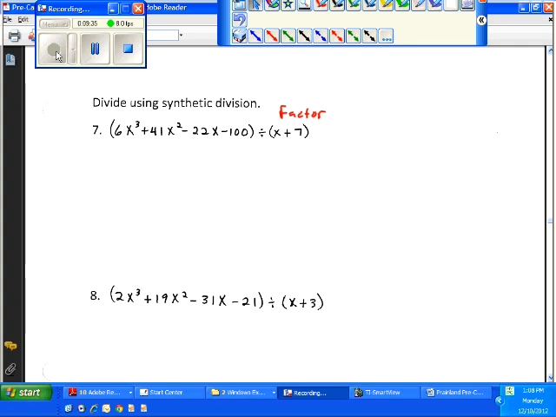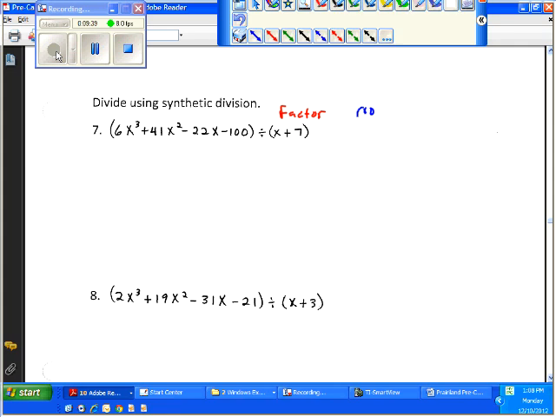x plus 7 is called the factor. What is the root if that's the factor? Negative 7. The root is what happens if you set the factor equal to 0 and solve, right? So if you have the factor and you want the root, you set the factor equal to 0 and solve for the root.